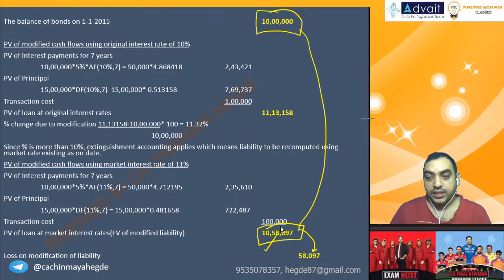So in this case, the effective interest rate is equal to the coupon rate, transactions are at fair value, and the initial recognition is 10 lakhs only. Yes, you are right. That is the situation in this problem.